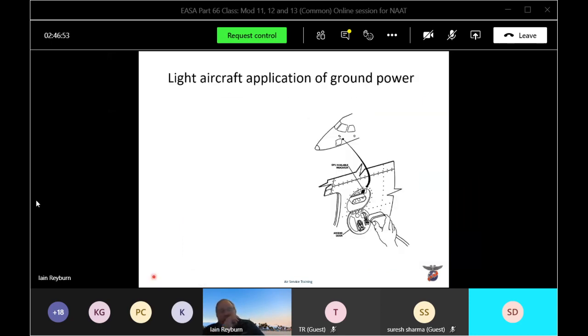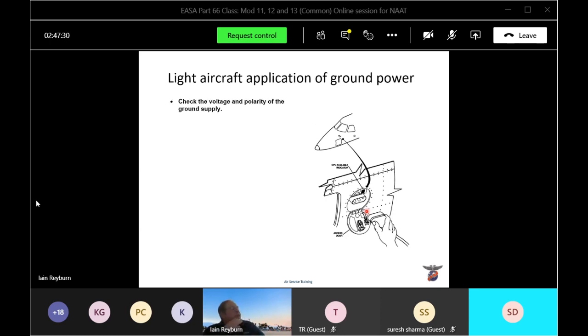Okay, so we're going to look at application of power to a light aircraft, and you can see here, gentlemen, it is the 3-pin DC plug. Okay, 3 pins. The two big pins, one's a neutral, one is 28 volts, and the small pin is the 28 for the hold-off circuit. Remember that? We are not allowed paralleling of power, so we can't put the generators onto the bus bar when I've got ground power applied.